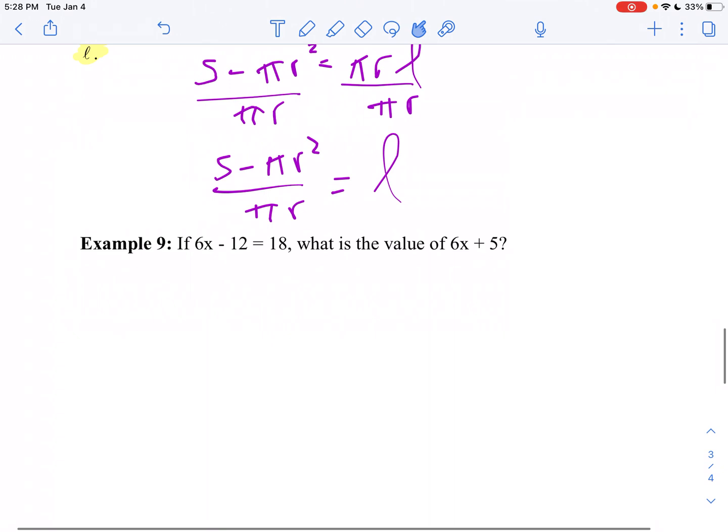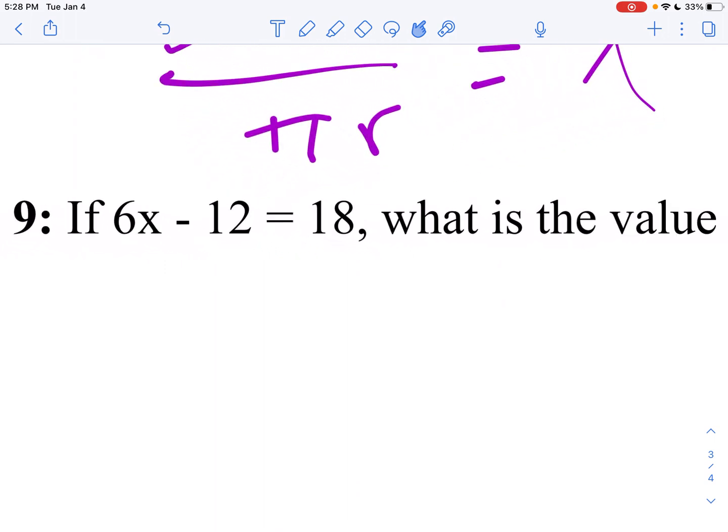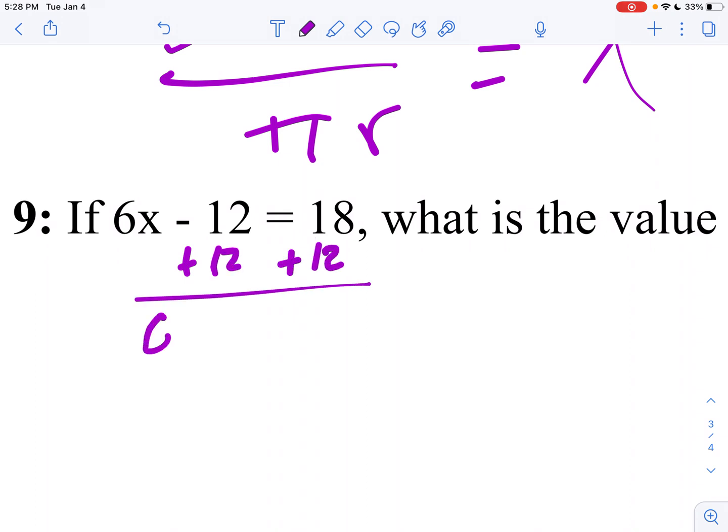Another application you're going to come across comes from standardized tests because they don't want you to work backwards to solve the problem. So they give you a problem like this. If 6x minus 12 equals 18, I want you to find the value of 6x plus 5. Well, the first thing we're going to do is take that equation and solve for x. So the opposite of subtracting, I'm going to add 12 to both sides. So then we get 6x equals, the 12s cancel, 18 plus 12 is 30. Divide both sides by 6, and x equals 5.